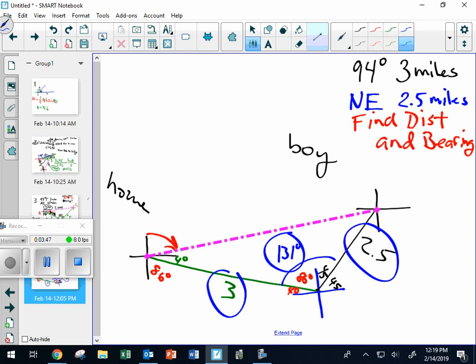Anybody who thought they could use law of sines because they saw, ooh, look, I've got a side and the angle across from it. What's the flaw in the logic there? This angle is not 4. This angle is 4 plus something. So no, you don't have a side and the angle across from it. You had to use law of cosines.